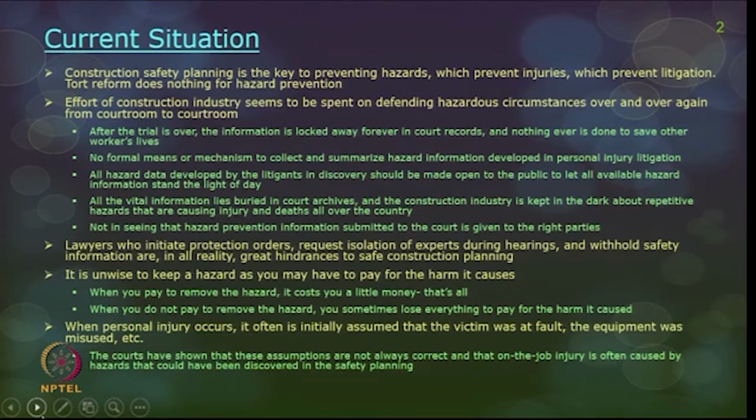So, lawyers who initiate the protection orders request isolation of experts during hearings. So, they are in general the main hindrances to safe construction planning. It is unwise to keep a hazard because you have to pay for the harm it causes. When you pay to remove the hazard, it makes you spend a little money, but when you do not pay to remove the hazard and you want to save that money, you have to keep in mind one day you are going to pay too big. Okay. We have discussed all this earlier also.